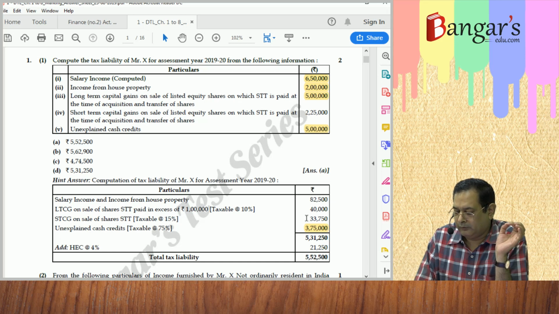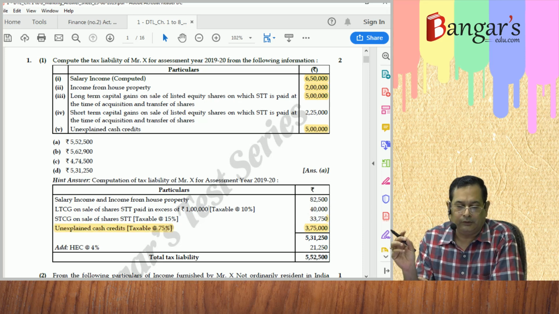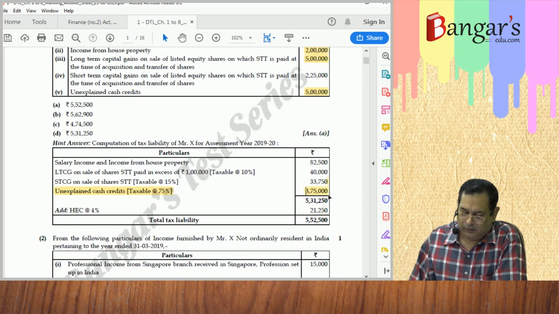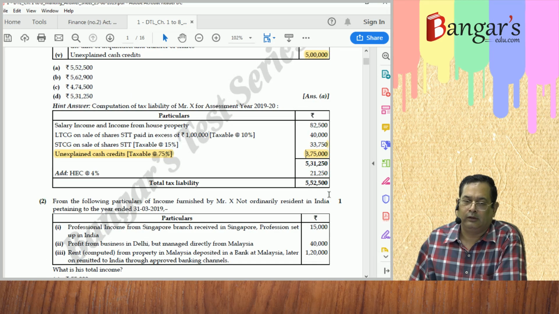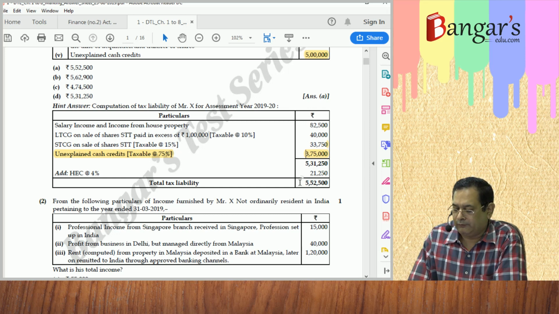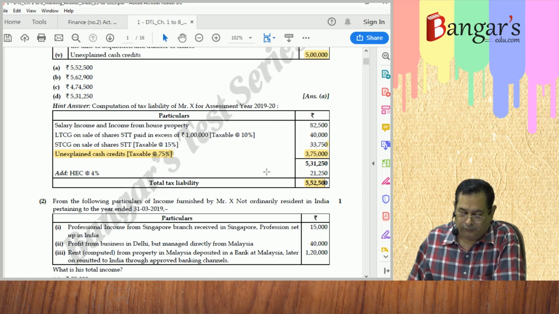225, they will be chargeable at rate of 15% here, and LTCG will be taxable in excess of 1 lakh rupees, 4 lakhs at 10% rate, and slab rate is applicable. Then it is to be increased by HEC, and the effective tax liability will be 5,52,500.